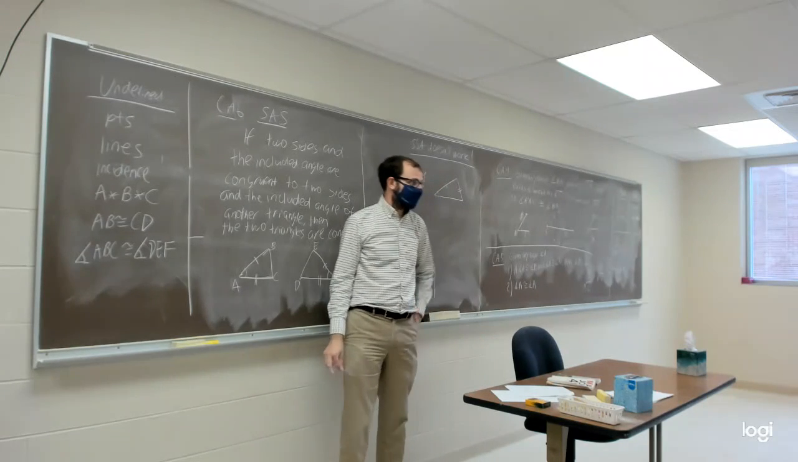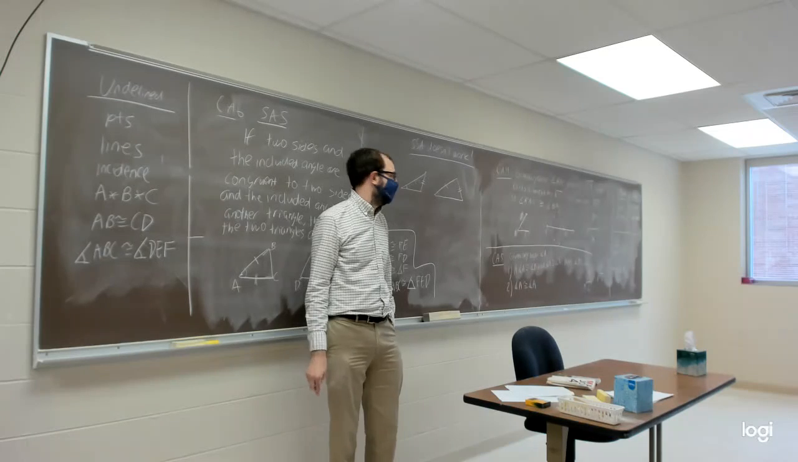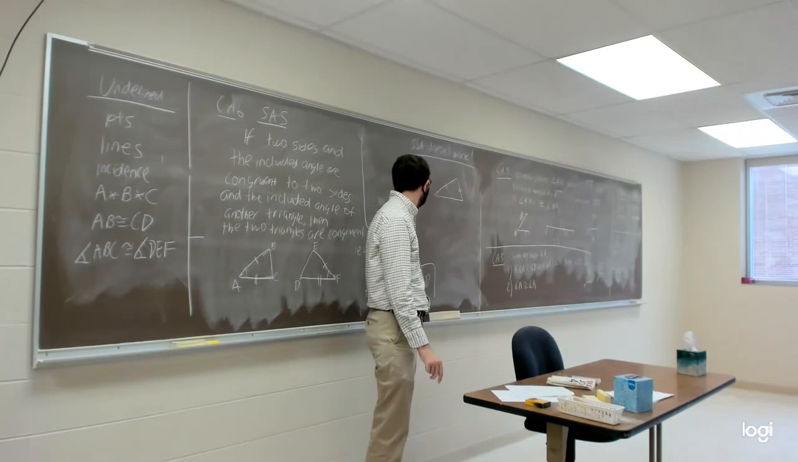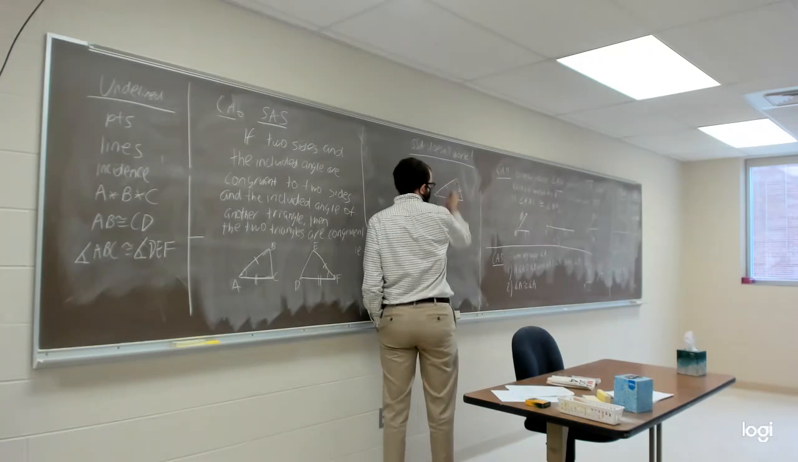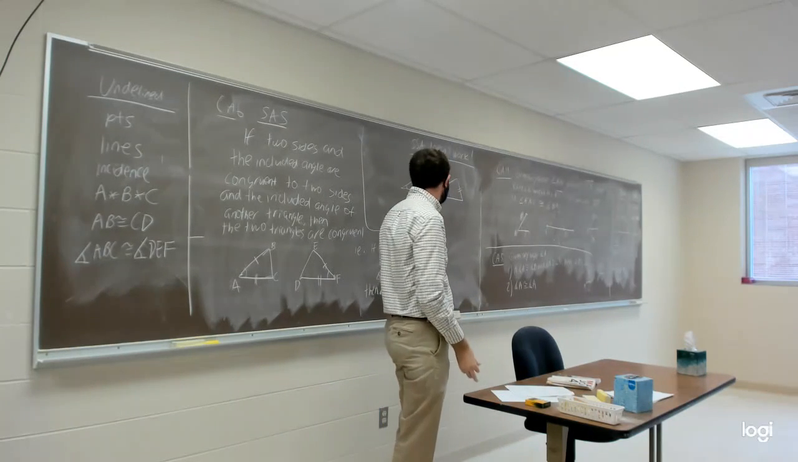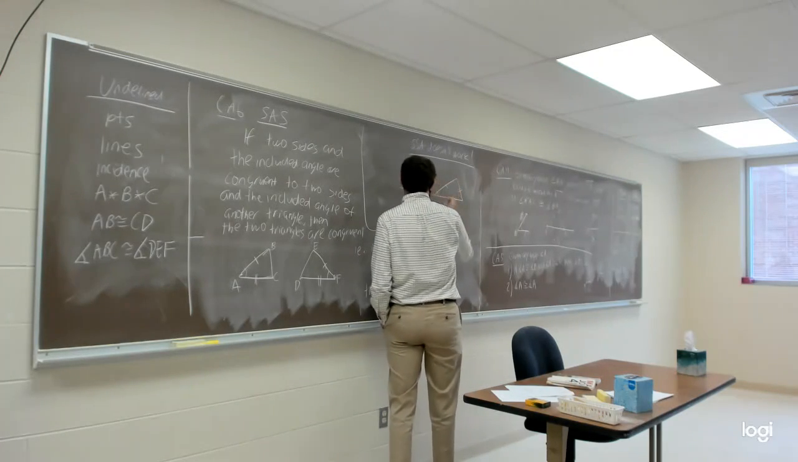Are these two triangles congruent? No, sir. Why not? The angle in between those two sides isn't the same. Like this angle and this angle aren't the same? Yeah. You can have two triangles where you have two pairs of matching sides.